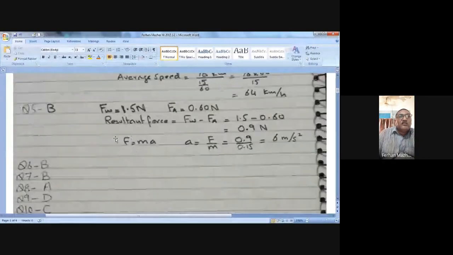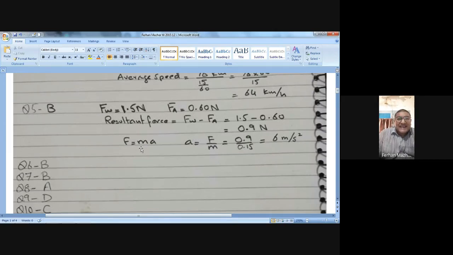Right now on your screen, you can see question number 5. The weight of the apple is 1.5 Newton. The force of the air resistance is 0.60 Newton. So the resultant force will be the difference of these two forces, that is 0.9 Newton.